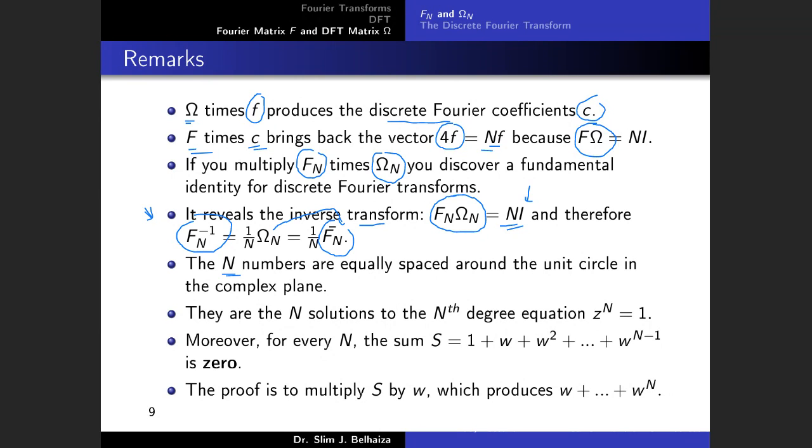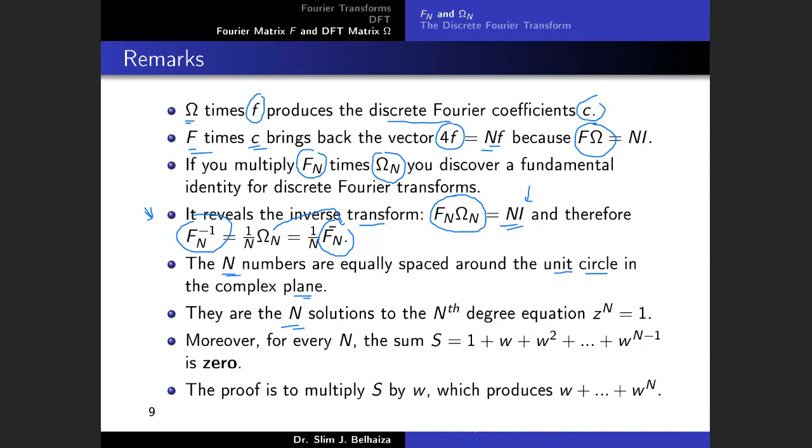The n numbers we obtain here are equally spaced, and n has an impact on how to place them. They are equally spaced around the unit circle in the complex plane. So there are n solutions in the nth degree equation. What I mean by equally spaced here is the following.